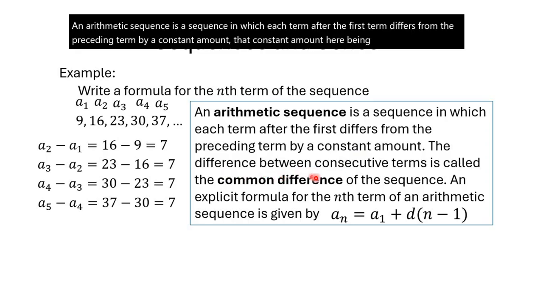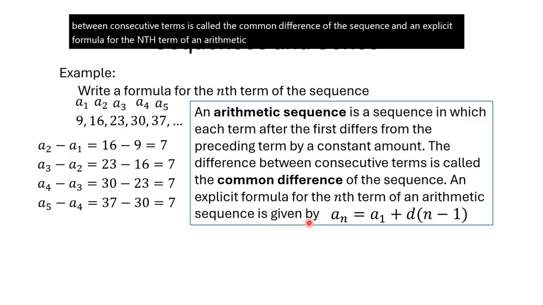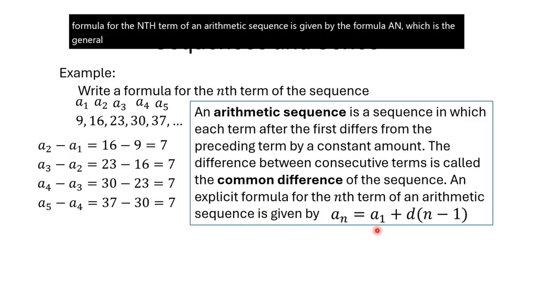The difference between consecutive terms is called the common difference of the sequence, and an explicit formula for the nth term of an arithmetic sequence is given by the formula an, which is the general term, is equal to a1, the first term, plus that common difference d multiplied by n minus 1.